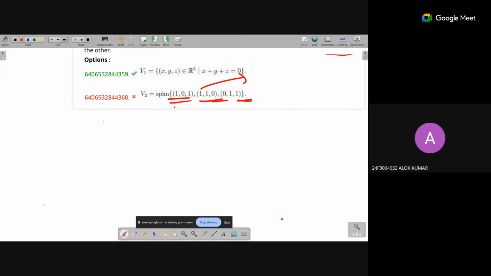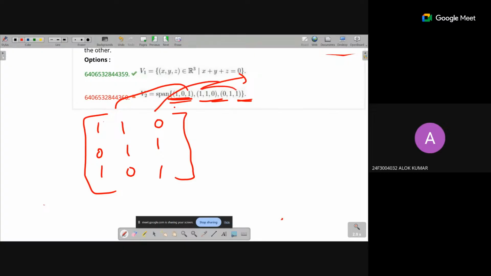Anybody? Sir, 3. Yes, 3. But I don't know that these 3 are independent or not. Then how are we going to check that? Just put them into a matrix. So put this vector 1 0 1, now put this vector 1 1 0, and then put this one.